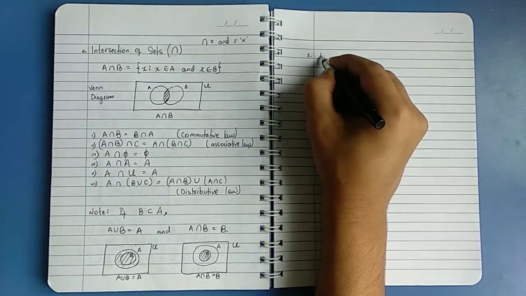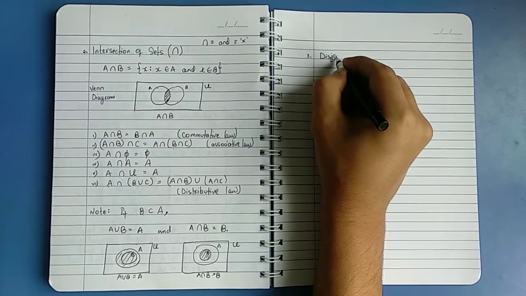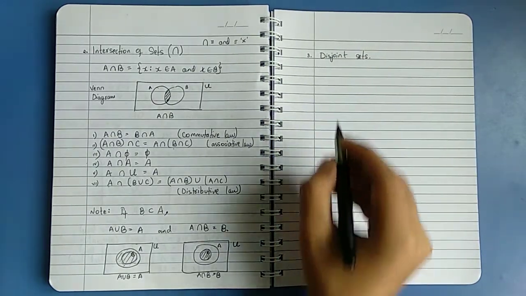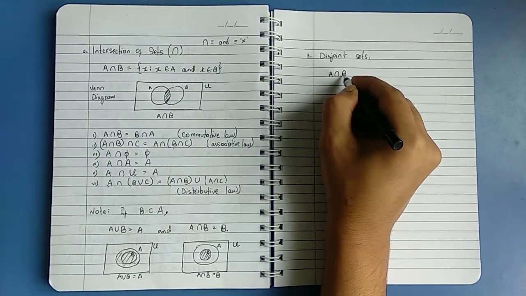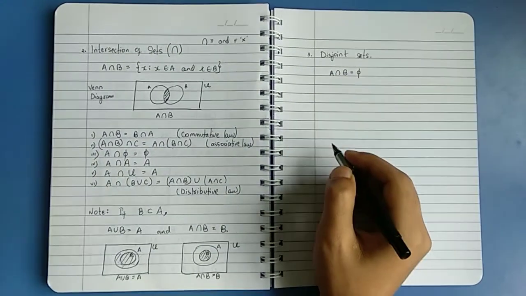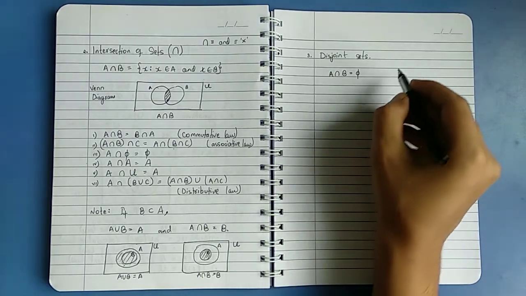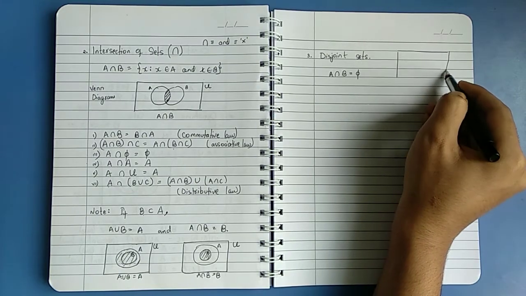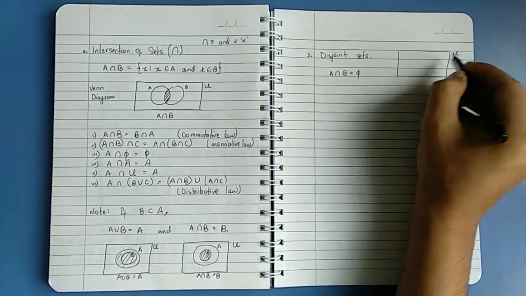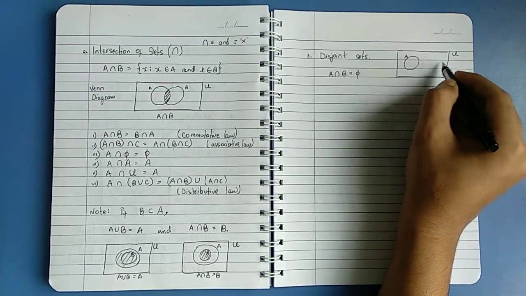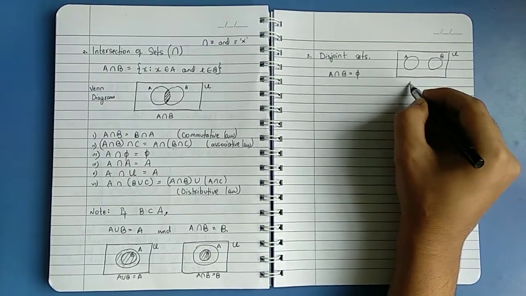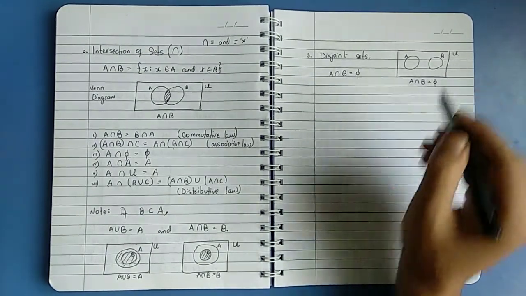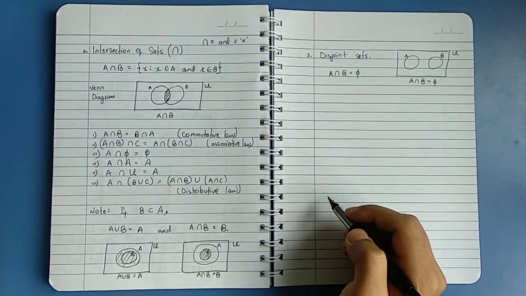Third topic that we are going to deal with is disjoint sets. As the word suggests, when the intersection of two sets is phi, then we call the sets disjoint sets. Disjoint sets basically means that they are not joint. So universal set, A, the set B. So here A intersection B is phi. There is nothing common in A and B. Hence the sets are disjoint sets.